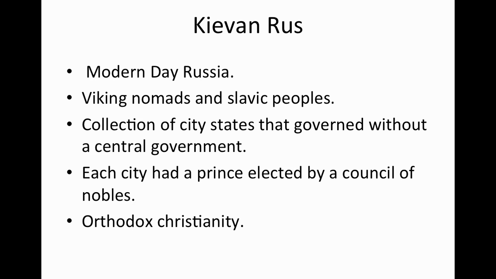Right, Kievan Rus, that would be the emerging Russian Empire. Early on, it was more of a region of city-states, kind of like the Aztec empires, not centralized per se. So remember, Russia, early on, is a combination of Viking nomads and Slavic peoples, right? And the city-states are independent from one another. Kievan Rus was the largest or the strongest of the city-states. Each city-state had a prince that was elected by a council of nobles, and it was a theocracy in a sense, where Orthodox Christianity did drive the politics and culture.